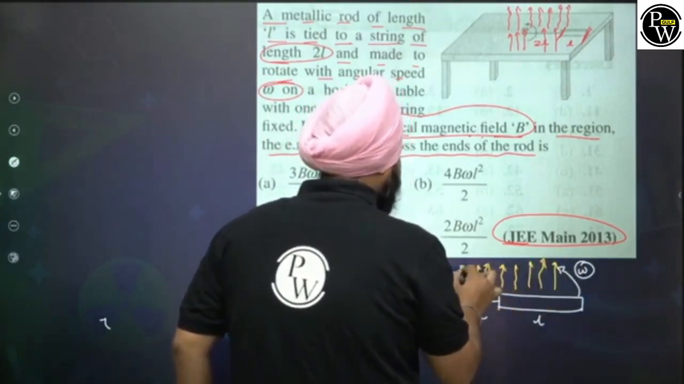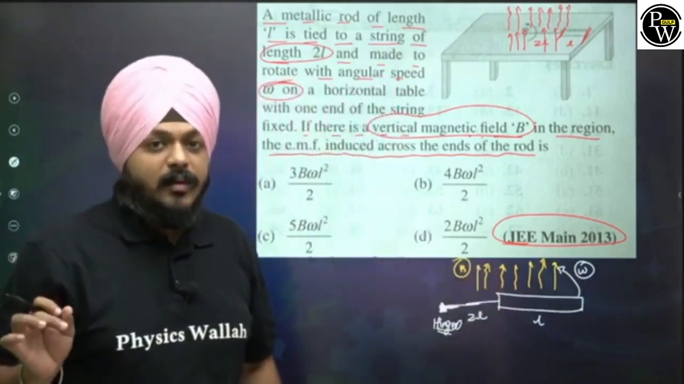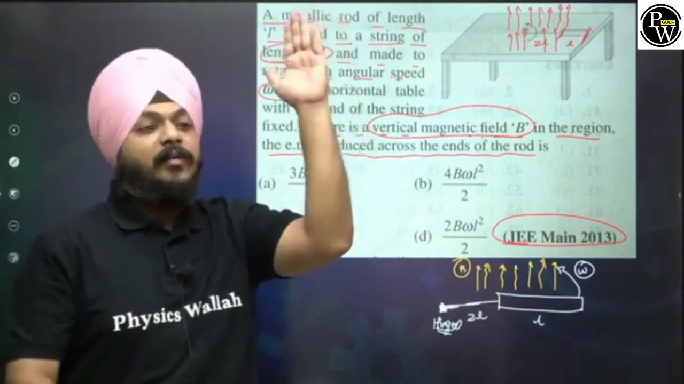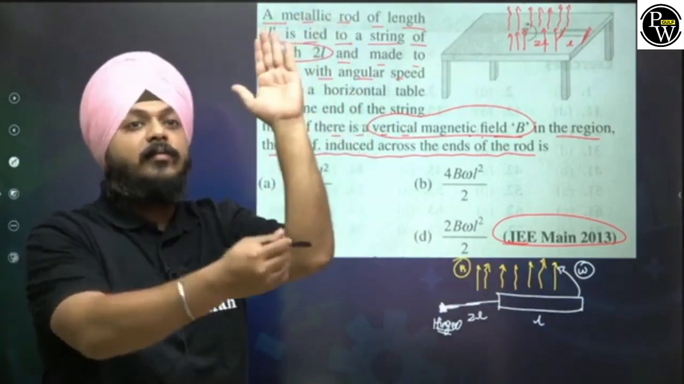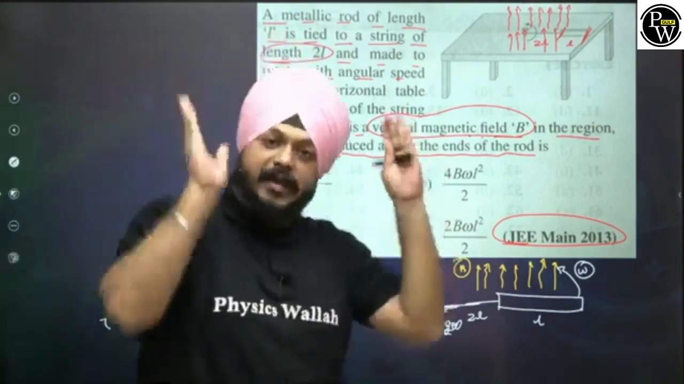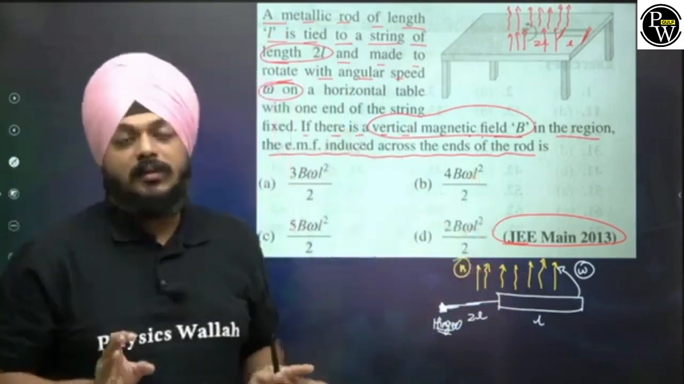First of all, if the velocity and the magnetic field are perpendicular to each other, then we are going to have an EMF. Here the magnetic field is in this direction and the velocity is in this direction, so obviously they are perpendicular to each other. It means one thing is fixed: yes, we are going to have an EMF across the two ends of the rod.